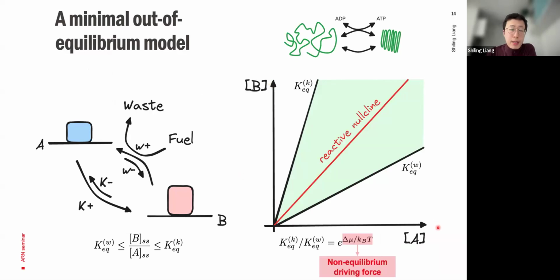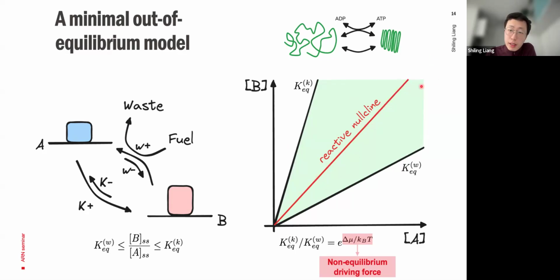We can also visualize it in the phase space of the system. The phase space is spanned by the concentrations of the two species, and we can plot one limiting case, which is given by one pathway. The ratio between these two states is a constant value, which is the equilibrium constant of this pathway, and the other limiting case is determined by the equilibrium constant of the other pathway. With these two pathways, the system can finally relax to some stationary state, which is determined by the reactive null lines, by solving the stationary state of the system.